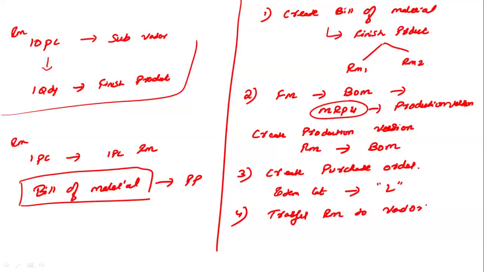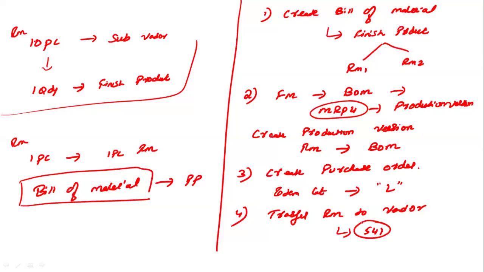Now, why is this fourth step important? This fourth step is important to understand against what movement type we are going to send the raw material to the vendor. The movement type is 541. This is very, very important.